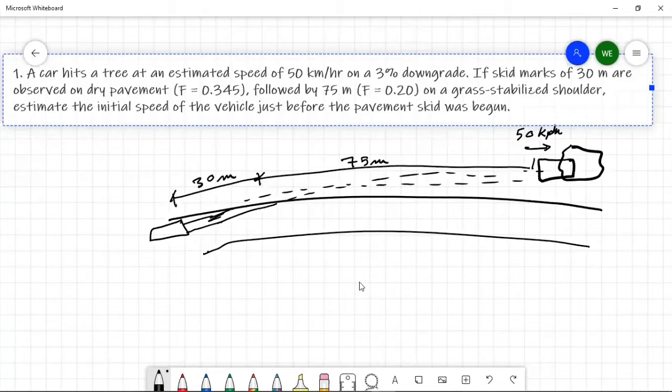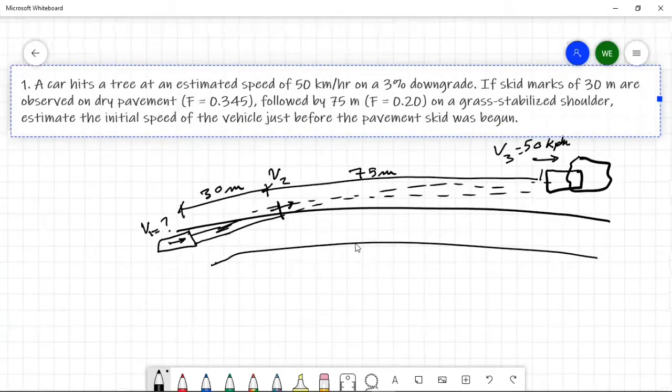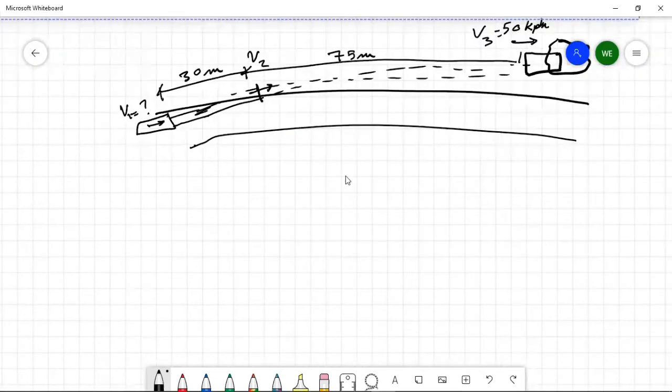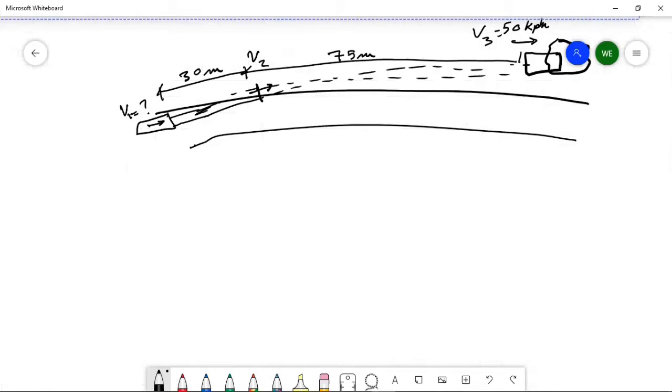Now we want to determine whether, before the driver started pressing the brakes, he was driving at the speed limit or exceeding the speed. So here the V initial is unknown. That's what we want to determine. So how can we solve this? Let's assume that we have three speeds. V1 is the speed at the beginning of pressing the brakes. Then he exits here at V2 and ends up here with V3.